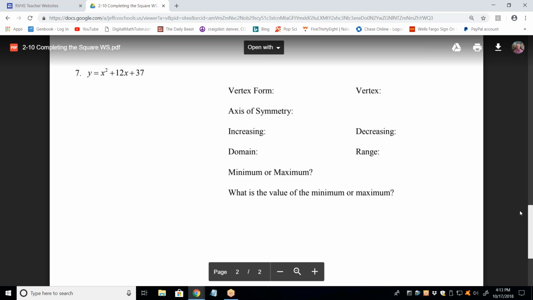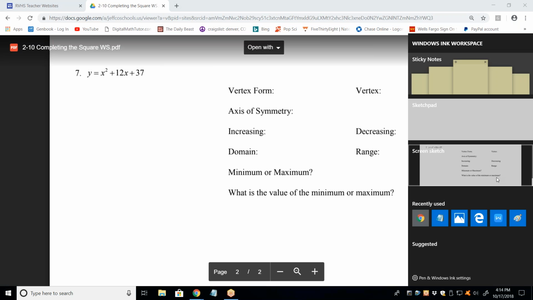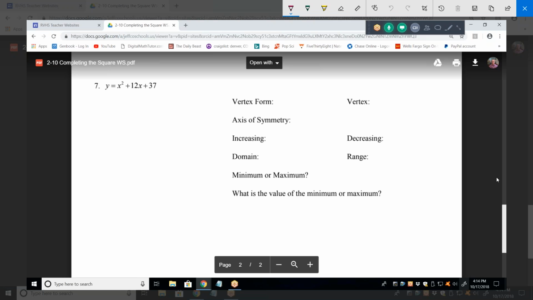Let me write the vertex format at the top, and we're just going to do the same drill on this one. If I can get my thing to come up, hold on. So, vertex format is... now on all of these that they're giving you, that A ends up being 1. But it's not always 1.